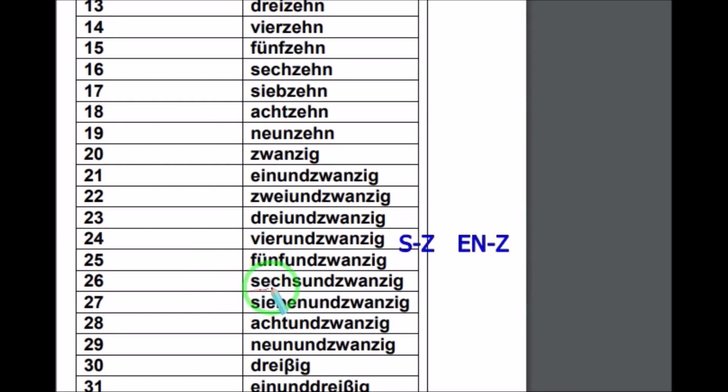26, sechs und zwanzig. Now here you'll see there's a bit of change. Here it is sechs, then und, and then zwanzig. This is because of U and S. See, I'll show you.